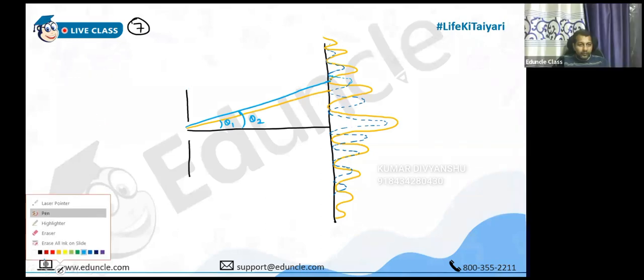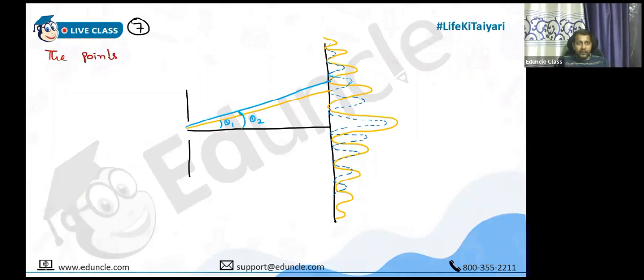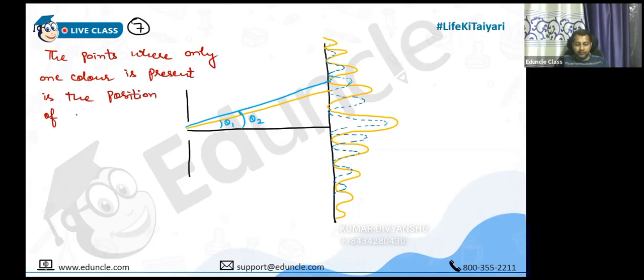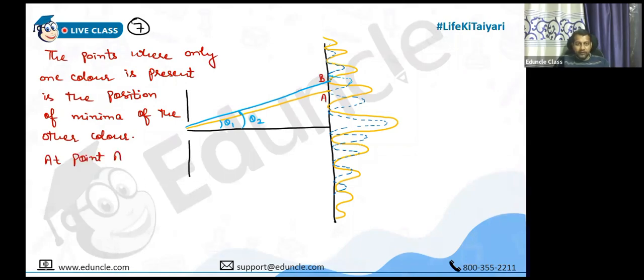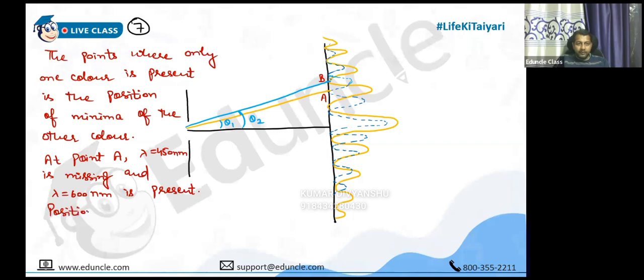So the points where only one color is present is the position of minima of the other color. So let this be point A. Blue is missing, no? Lambda equal to 450 nanometer is missing. And now the position of minima.